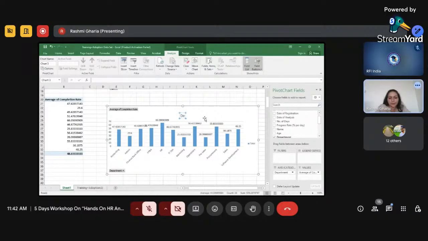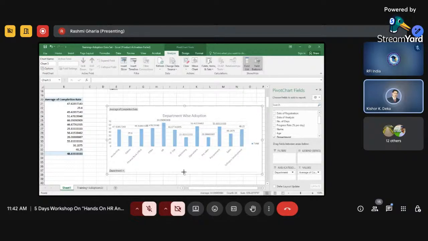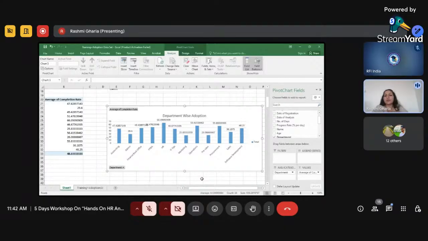Other than this, what can be the other observation? Which departmental people are not interested in joining the program can also be inferred. Yes. So which departments do you see the lowest rate of adoption of the training program? It is marketing and pre-sales. Marketing and pre-sales have the lowest adoption rate, and admin is also very less, 29%. These departments have the least adoption rate.